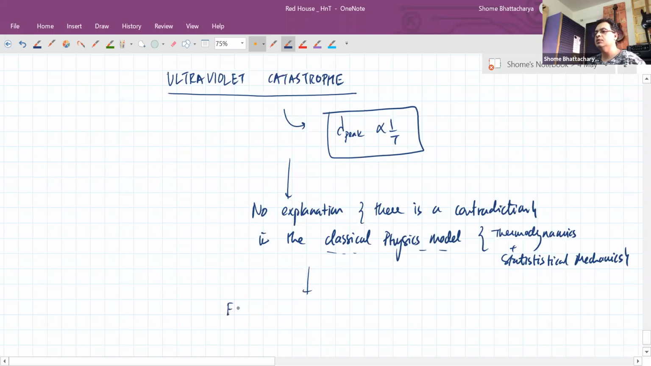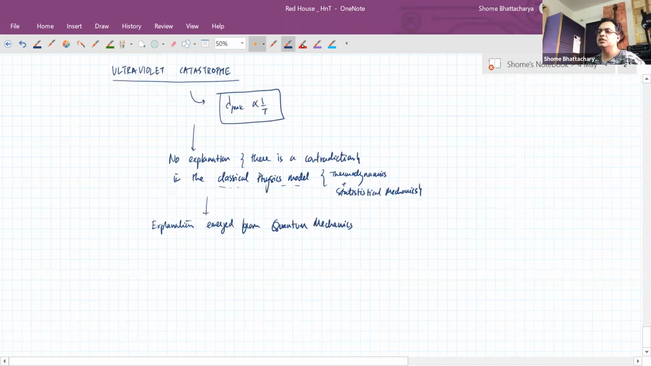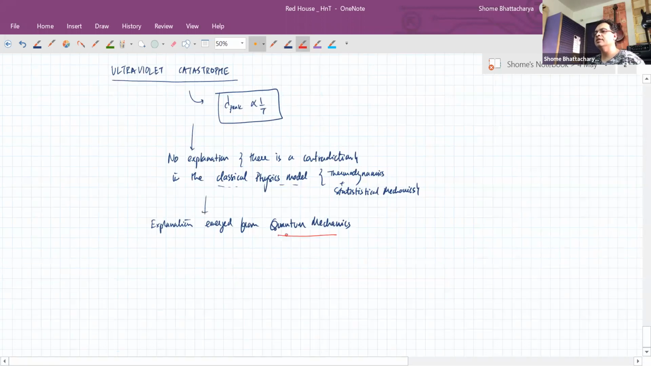So the explanation emerged from quantum mechanical principles. And this was one of the early successes of quantum mechanics. That's why in the history of physics, particularly in the history of quantum mechanics, it's a significant achievement. It's one of the early successful applications of quantum mechanics, and it resulted in the acceptance of quantum mechanics to a large extent.